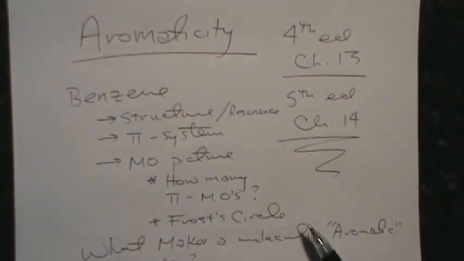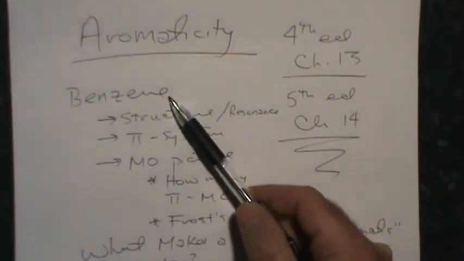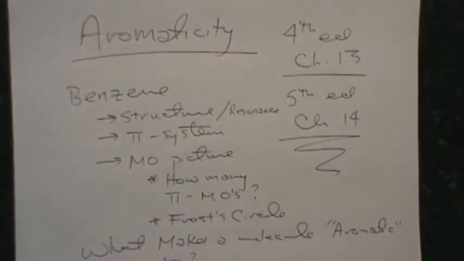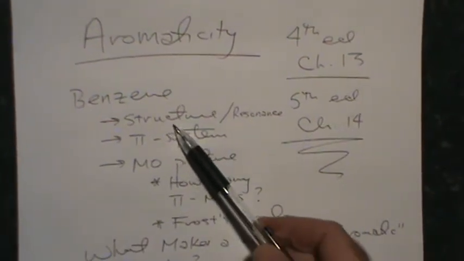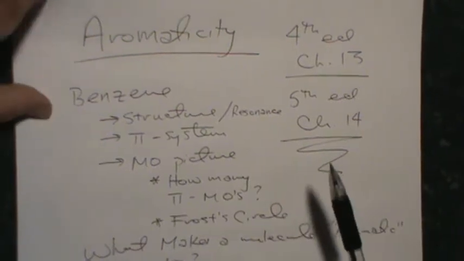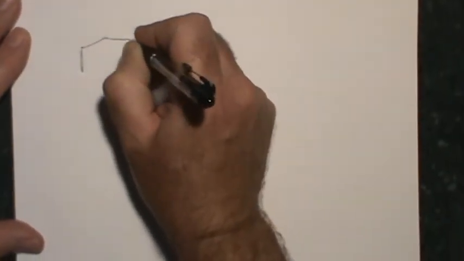So when we think about aromatic compounds and aromaticity, one compound comes to mind right away, and that's benzene. So we're going to take a little bit of time to explore benzene. And we'll begin by looking at its structure and talk about resonance in benzene. Benzene is the prototypical aromatic compound.